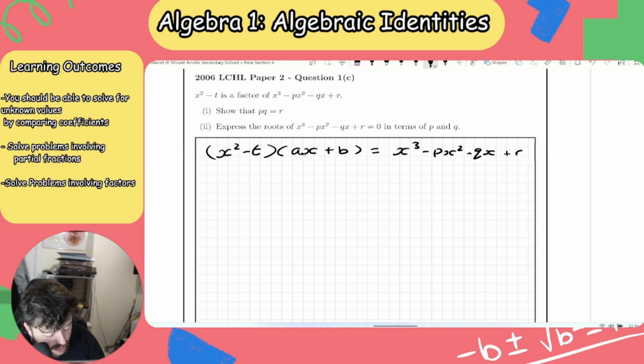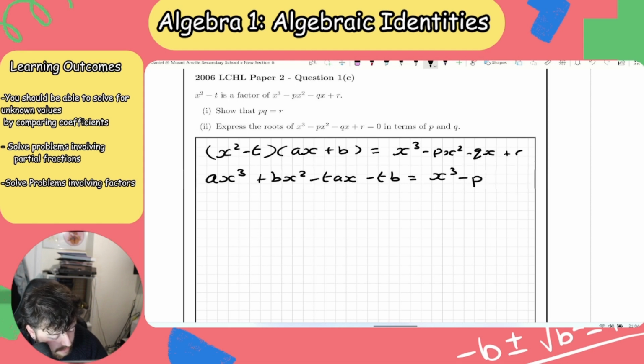Going to multiply this out. x squared times ax is ax cubed. x squared times b is plus bx squared, minus t times ax is minus tax, minus t times b is minus tb. That is going to equal x cubed minus px squared minus qx plus r.